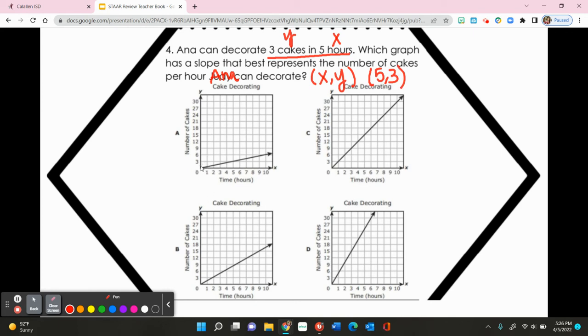So looking at number 4, when X is 5, Y is 3, and I see that A passes through that point, so A is my answer. Now just to keep showing you, if you look at B, when X is 5 and Y is 3, it does not go through that point. For C, when X is 5 and Y is 3, again, it does not go through that point. And for D, when X is 5 and Y is 3, it does not go through that point. So again, for number 4, A is your answer.